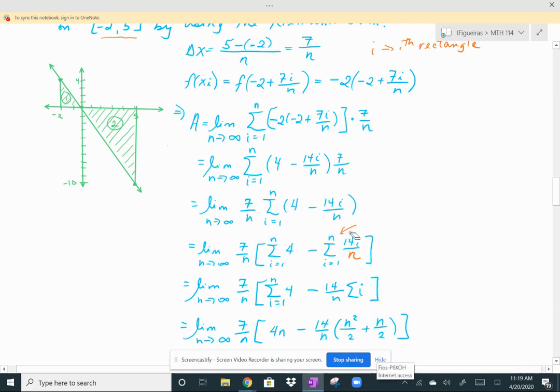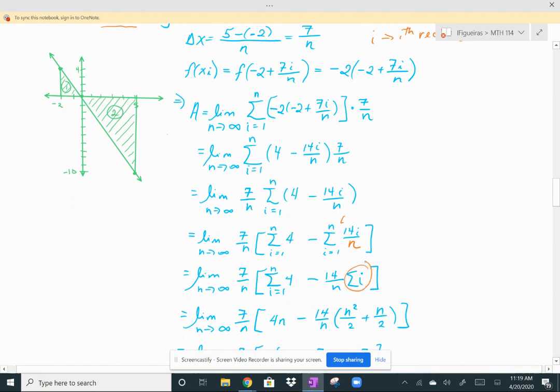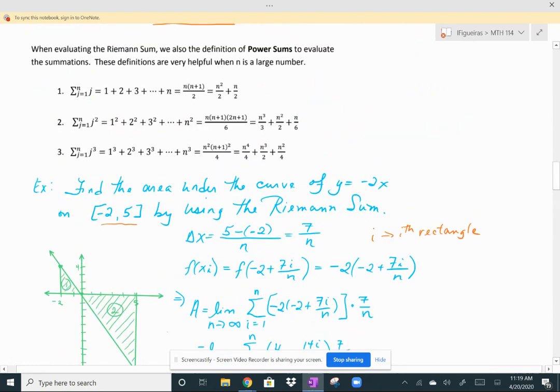All right, so that's when we can go back to our power sum. I used i instead of j, but we can still use it. So notice here I have the sum of i. So we're going to go back to our power sum. This is the sum of j. Sum of j is equal to n squared over 2 plus n over 2.